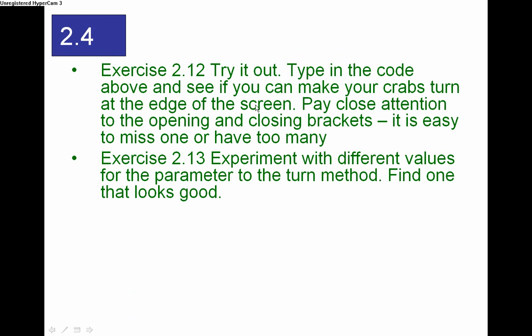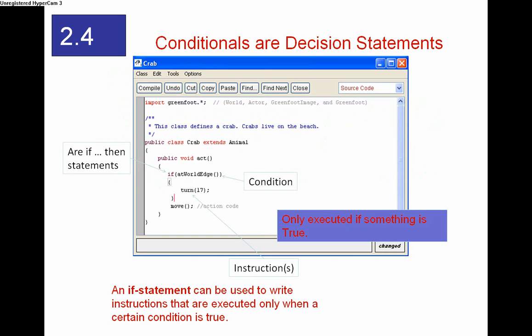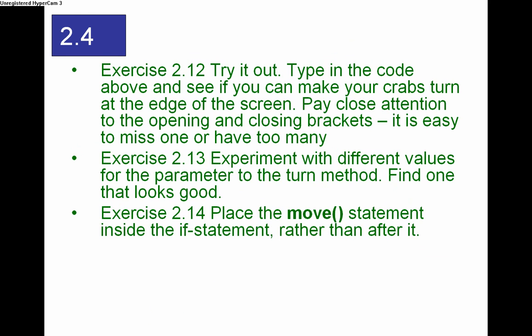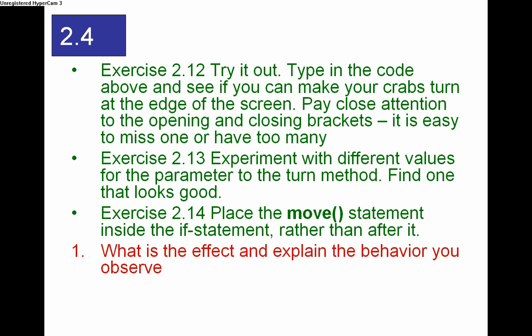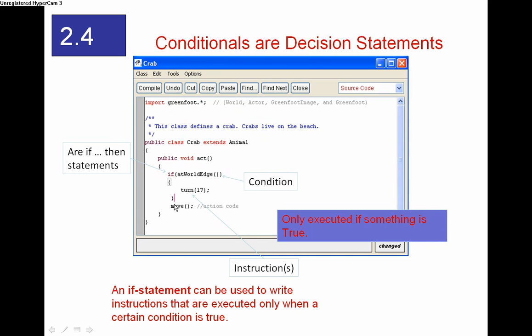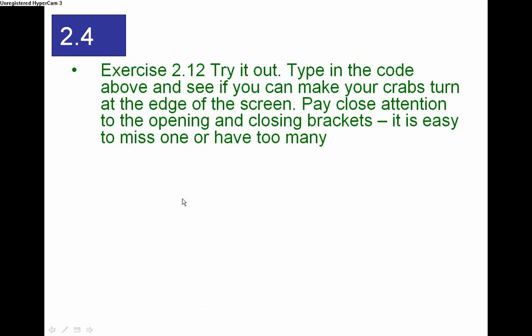Experiment. So do this. Type in the code. Be careful with the brackets. Experiment with different values for the parameter to find one that looks good. So basically, what they're saying is, here's the parameter. Mess around with that number and see what looks good. And then place the move statement inside this statement rather than after it, and then find out what happens. So what they're saying there is, see how this is outside of this bracket? Put it right after the turn. So go here, hit enter, and put the move right after turn, and see what happens then.